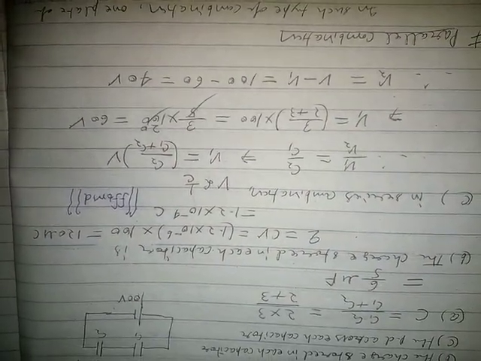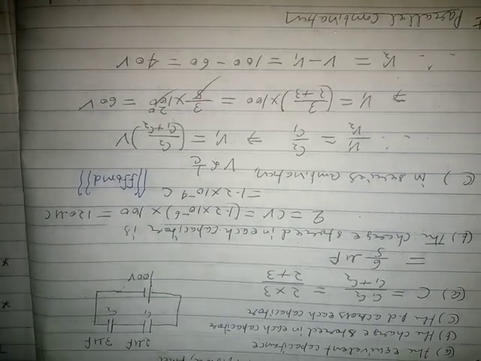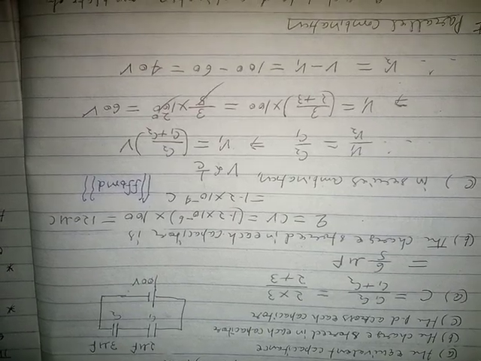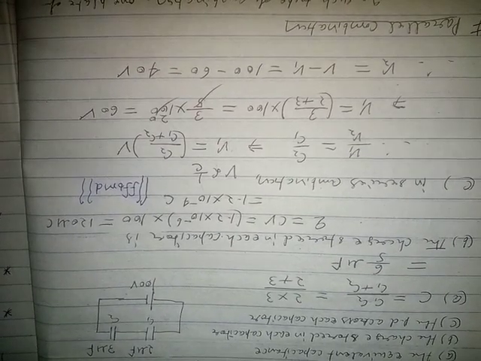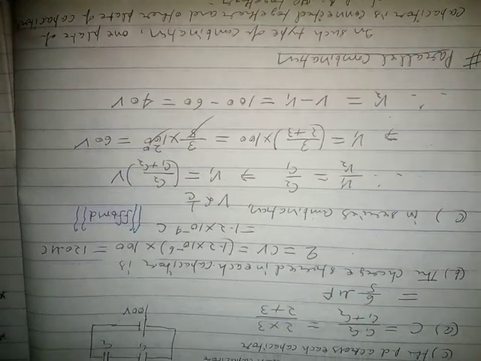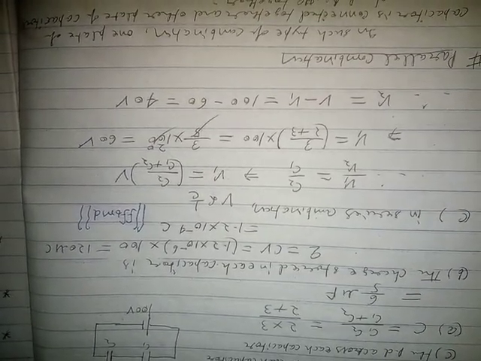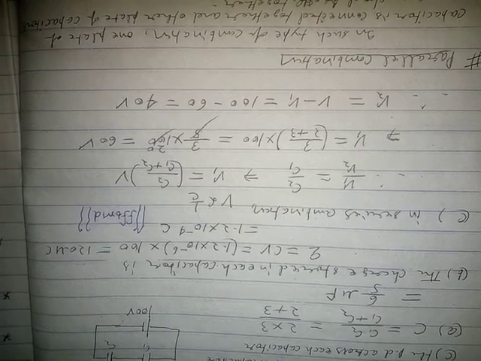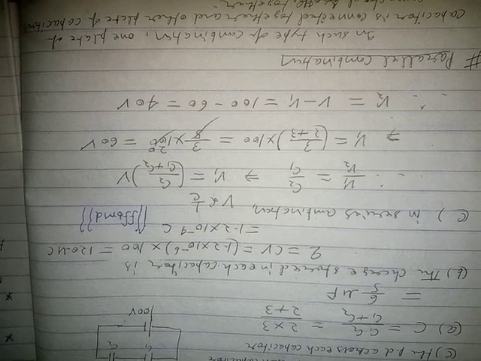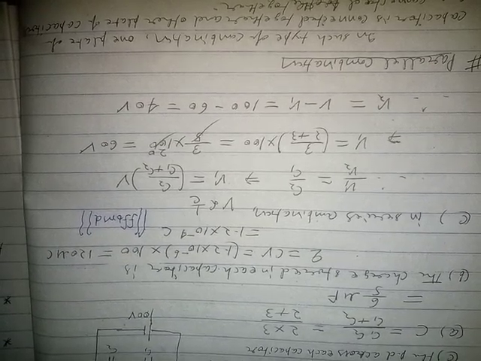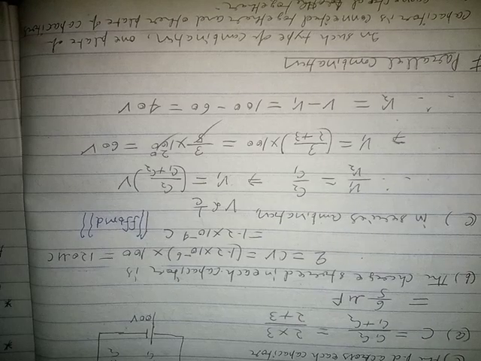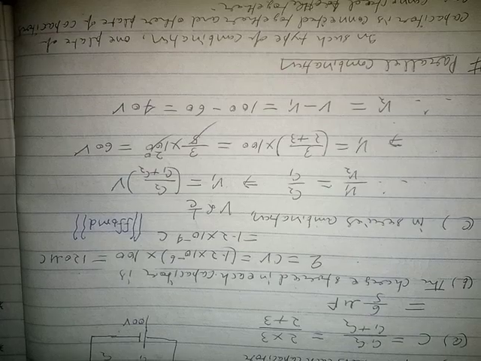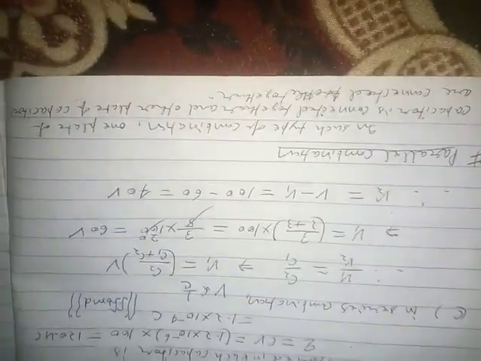B: the charge stored in each capacitor is Q equals CV, equals 1.2 into 10 to the power minus 4 coulomb. C: in series combination, V is proportional to 1 by C. Hence V1 by V2 equals C2 by C1. This implies V1 equals C2 by C1 plus C2 into V. This implies V1 equals 60 volt. Hence V2 equals V minus V1, 100 minus 60 equals 40 volt.